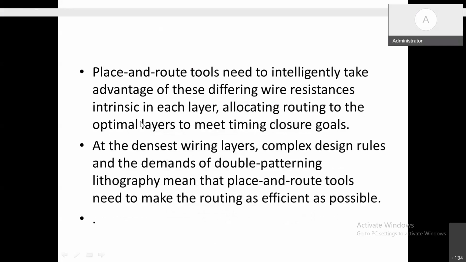Again, place and route, already we have discussed earlier. This place and route with differing wire resistance with respect to each layer, and also allocating routing to optimal layers to meet the timing closure goals, is again a problem. And again, lithography also plays a very important role in the place and route tools to make the routing as efficient as possible.